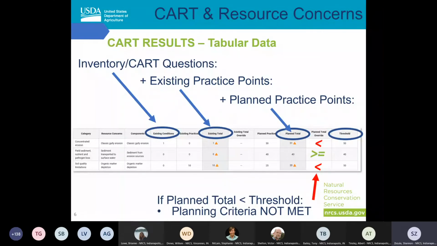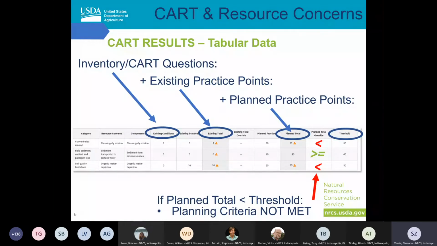Likewise, if that planned total is less than the threshold, that means planning criteria are not met. Again, in the conservation planning world and EQIP, that means there's still room for improvement. This does not necessarily impact eligibility. It just means the farmer has additional things they could be doing to really meet planning criteria. Again, they will get a ranking point based on the planned practice points, but they won't rank as high as somebody who does even more practices to get more planned practice points, and so on and so forth.